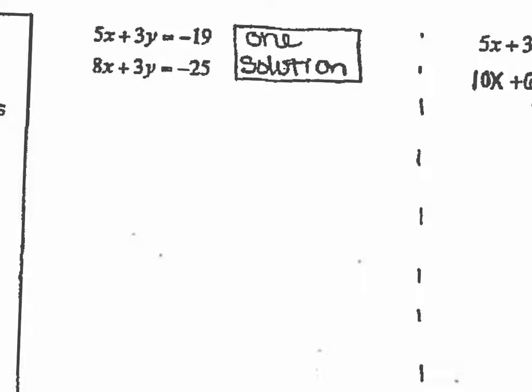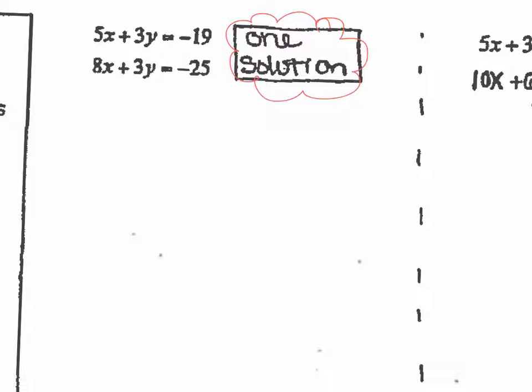Alright, so you have the first two equations, 5x plus 3y is equal to negative 19, and 8x plus 3y is equal to negative 25. Now I've already told you that you're going to get one solution here. So remember, when you have one solution, that means you're going to end up with an actual point.